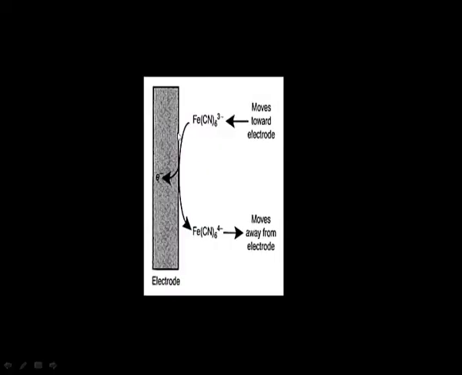This is an example. Here you can see ferrocyanide, when it reaches the electrode, gives an electron and becomes FeCN6 4 minus. That is, here ferrocyanide is moving towards the electrode, and when it gives an electron, it moves away from the electrode. Then comes the sweep technique. We have linear sweep and cyclic sweep voltammetry.